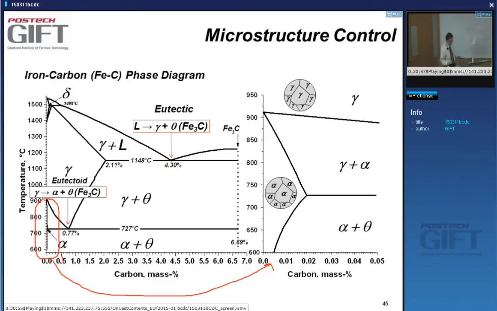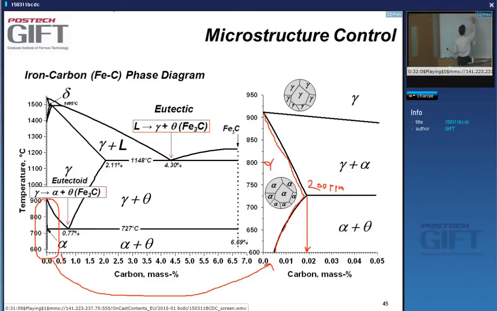So if we blow up this corner here, something we can't see really here is that now we have a region here where we see this is ferrite, which contains carbon in solid solution. And we can also see what the maximum solubility of carbon in iron is, and it's about 200 ppm. So 200 ppm is 0.02%. That's the maximum solubility of carbon in ferrite.